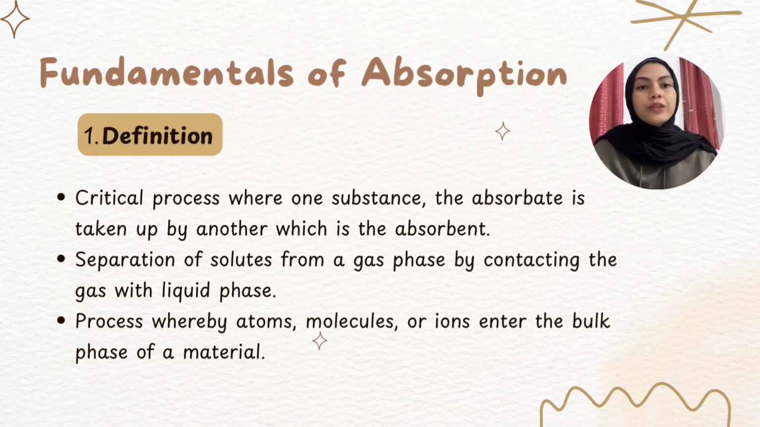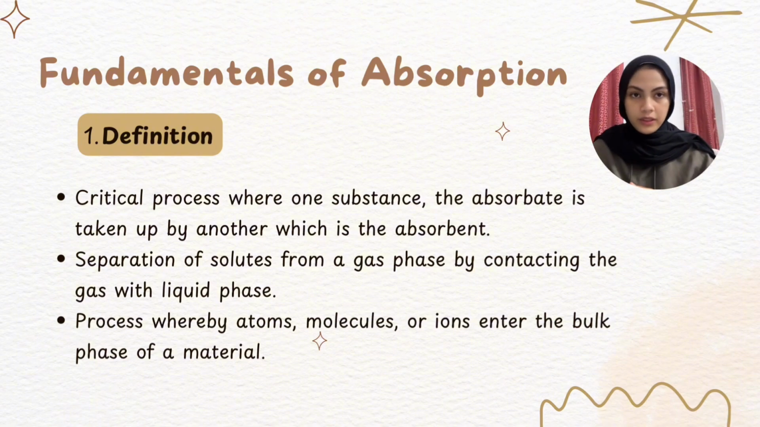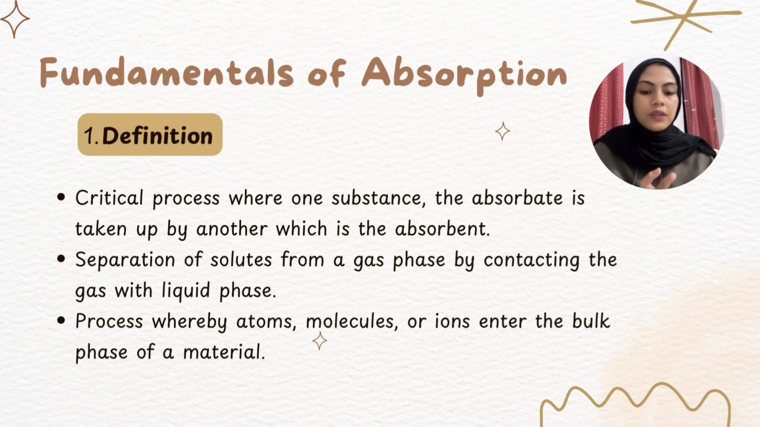For my part, I'm going to cover the fundamentals of absorption, which we are going to cover in four components. The first one is the definition, where absorption is a critical process where one substance, which is the adsorbate, is taken up by the other one, which is the adsorbent. It is also a process of separation of a solute from a gas phase by contacting the gas with the liquid phase. And absorption is a process whereby molecules, atoms, and ions enter the bulk phase of a material.